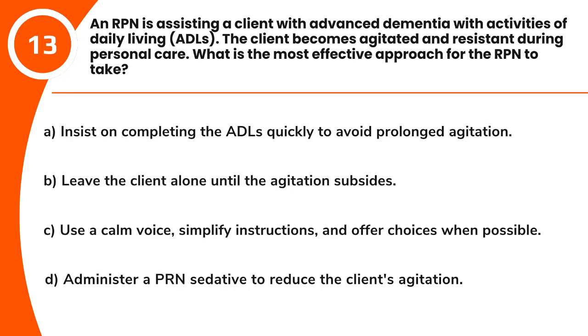Question 13. An RPN is assisting a client with advanced dementia with activities of daily living, ADLs. The client becomes agitated and resistant during personal care. What is the most effective approach for the RPN to take? A. Insist on completing the ADLs quickly to avoid prolonged agitation. B. Leave the client alone until the agitation subsides. C. Use a calm voice, simplify instructions, and offer choices when possible. D. Administer a PRN sedative to reduce the client's agitation.